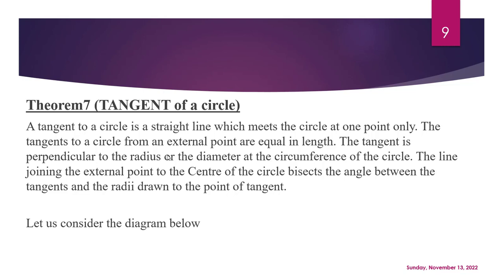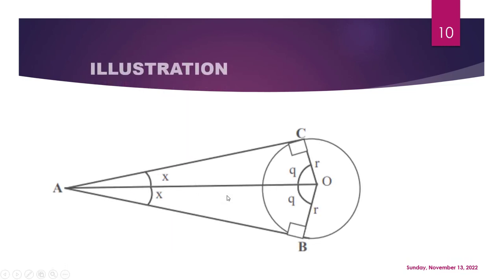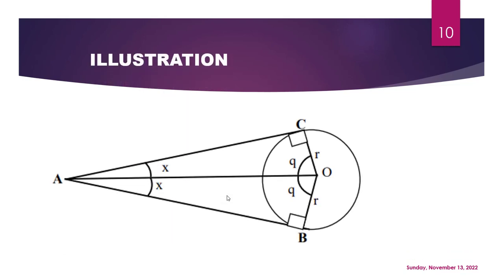Let's consider the diagram below. We have a nice diagram on the screen. Now, the lines AC and AB are tangents to the circle. They meet the circle at the points C and B respectively.